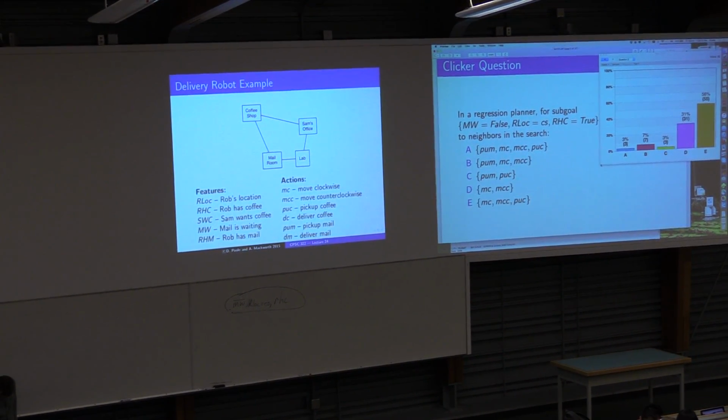Oh, it's interesting. Lots of people said D, and lots said D and E. The difference between D and E is whether pick up coffee is also a possibility. So we could try to achieve this, which would have pick up coffee, and the preconditions here, we still want no mail waiting. The only thing we need here is the location of the coffee shop.